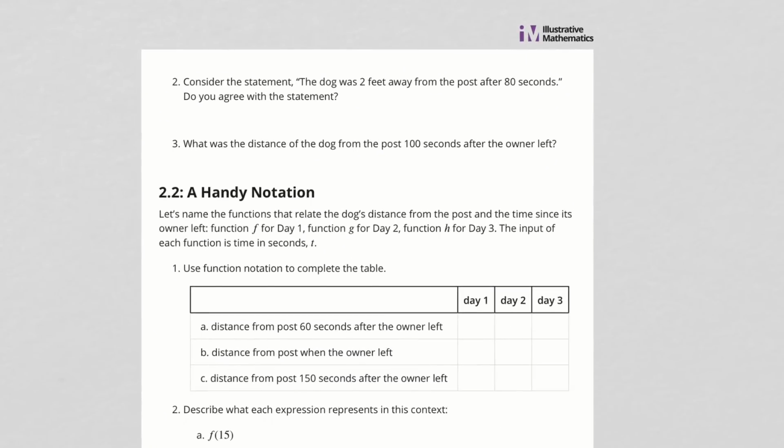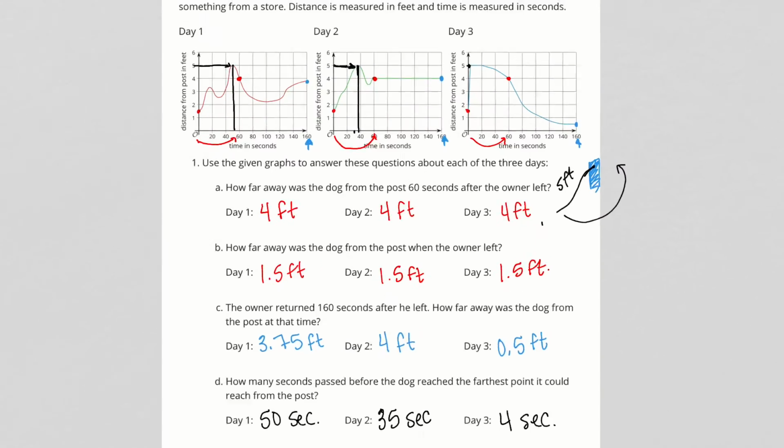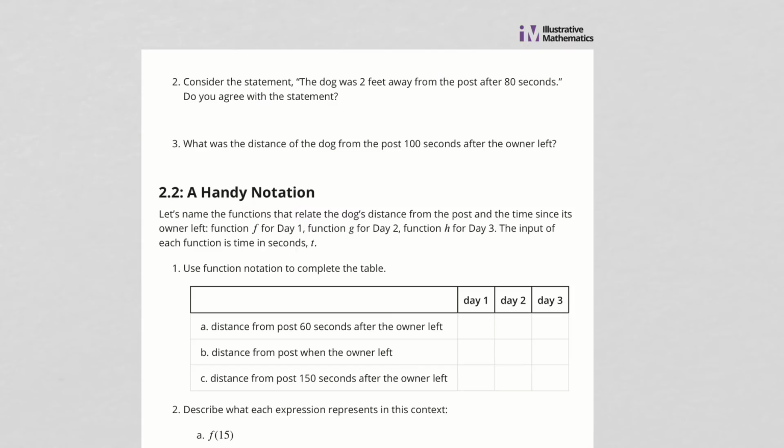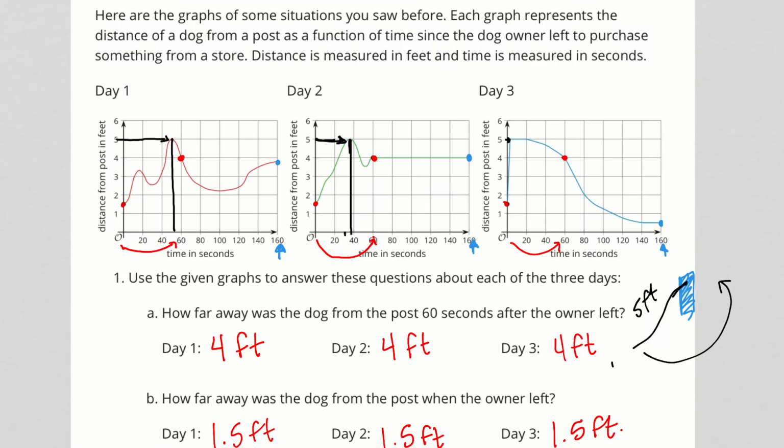Okay, consider the statement: the dog was 2 feet away from the post after 80 seconds. Would you agree with the statement? If I go back to this page, you don't have to flip back and forth if you don't want to. So if we look across to 2 feet and 80 seconds, is that true for day 1? No. What about day 2? No. What about day 3? Yes.